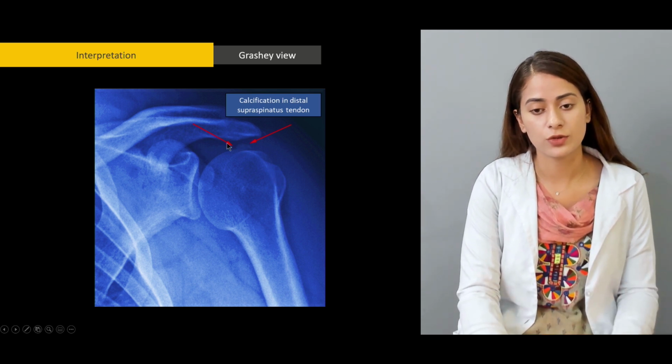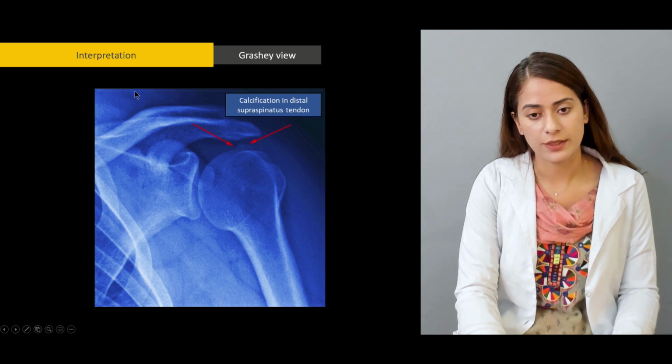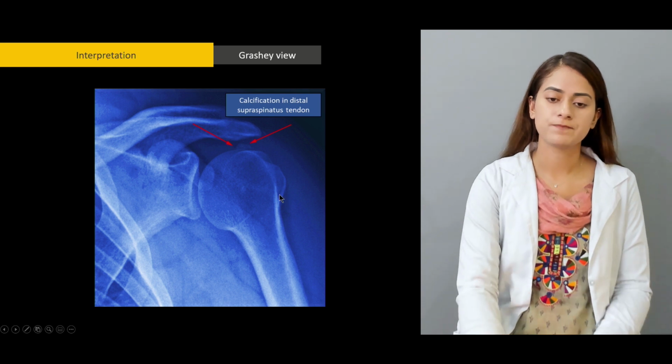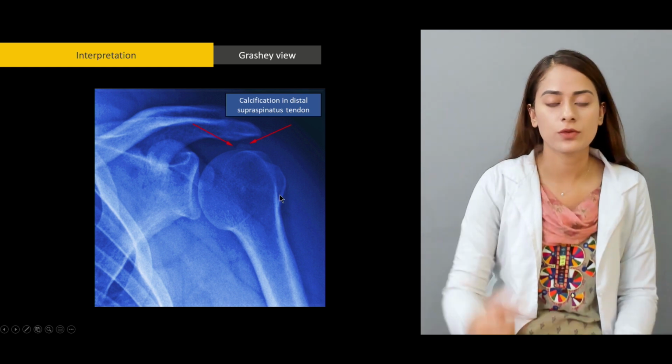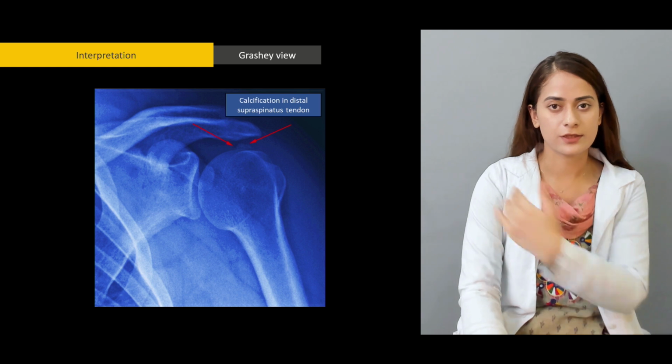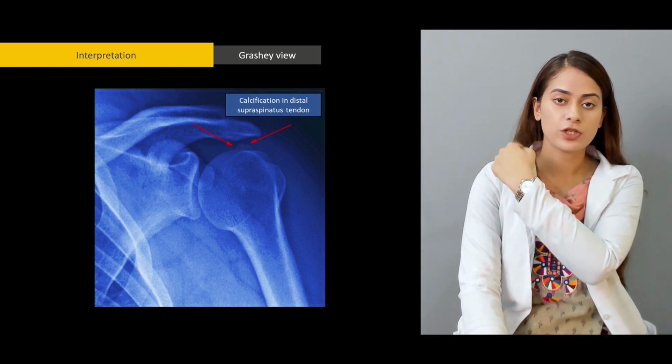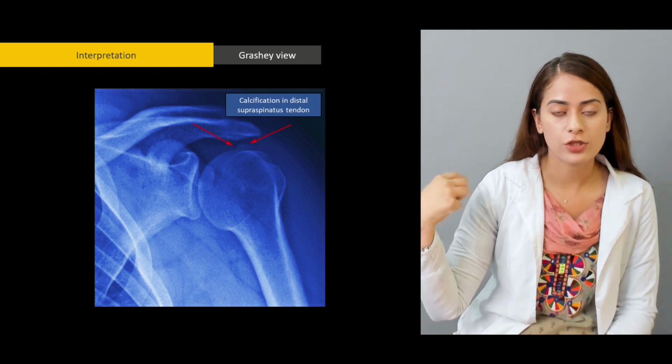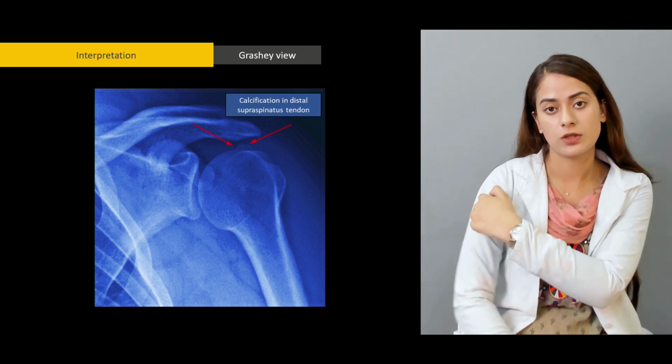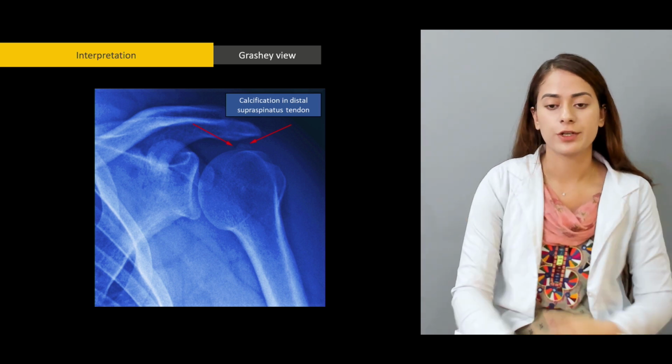So this is the root of the supraspinatus tendon. It comes from the posterior surface, so its origin is from the scapula, and its insertion is the greater tubercle of the humerus.